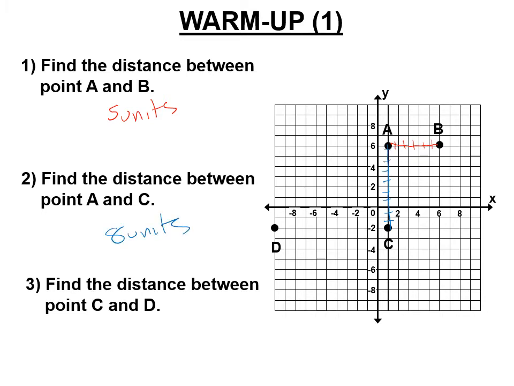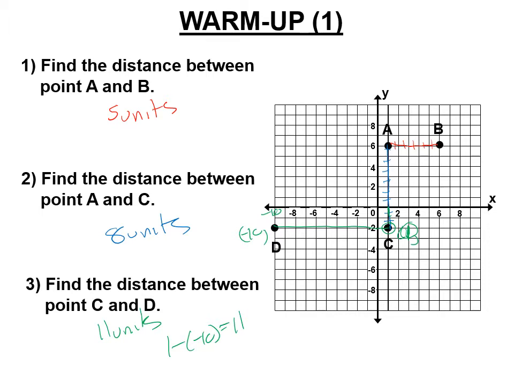And between C and D, over here, well, there's -10. And there's +1, so it's 11 units. Now, we can also do this with subtraction, right? C is at x-coordinate of 1. And this is at an x-coordinate of -10. And 1 minus -10 is 11. Let's see if that works with the other ones.